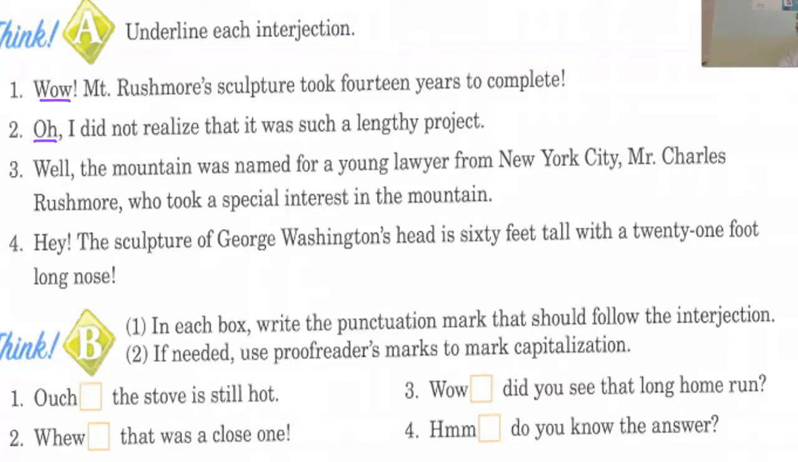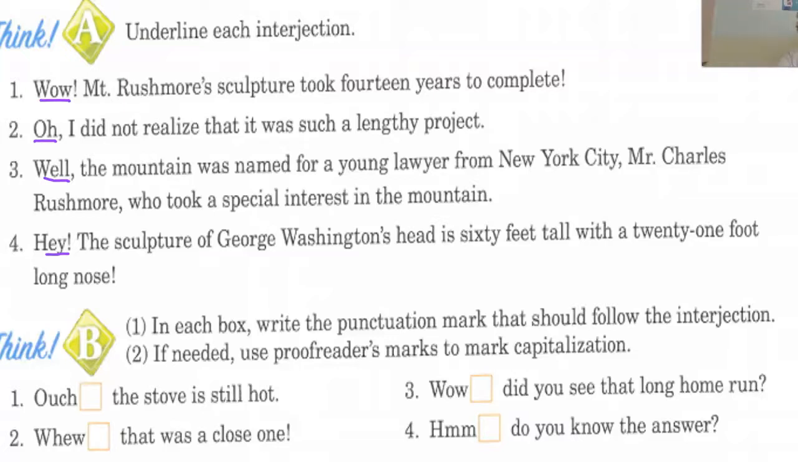What about number 3, gentlemen? Well, and again, not strong emotion, so it gets a comma, not an exclamation point. Ladies, what about number 4? Hey! And that would be with the exclamation point. So now, we're going to look at Think B, and there are 2 instructions here. It says put the correct punctuation, so it's either going to be an exclamation point or a comma. And then we have to decide if we need to capitalize the letter after it.